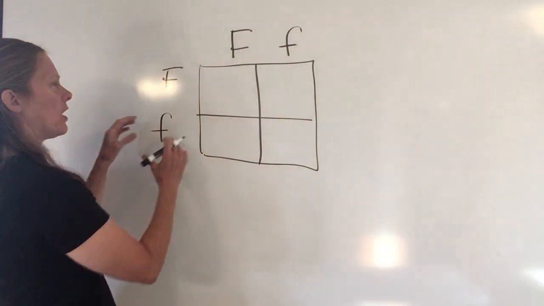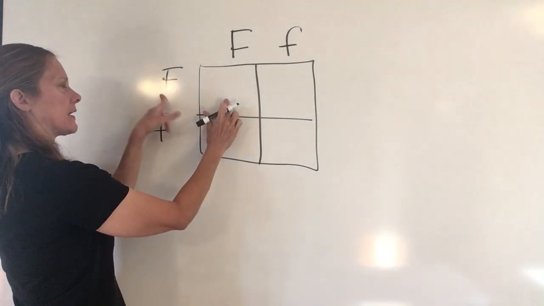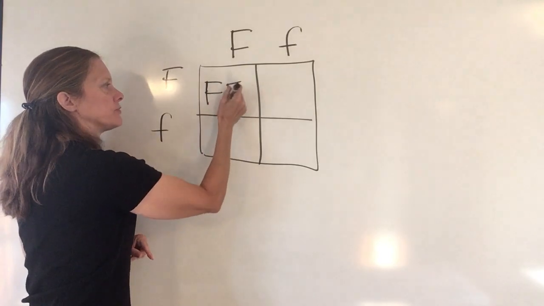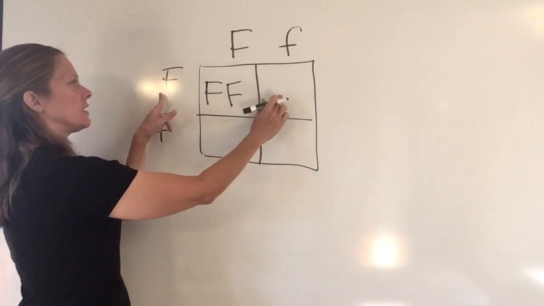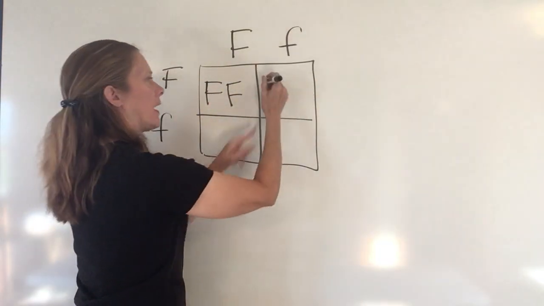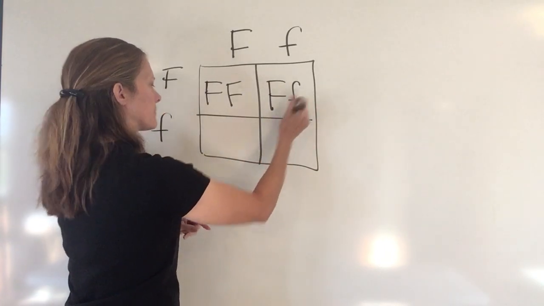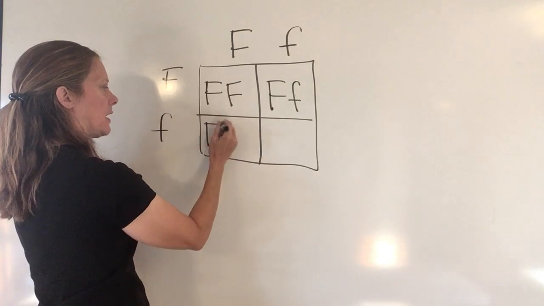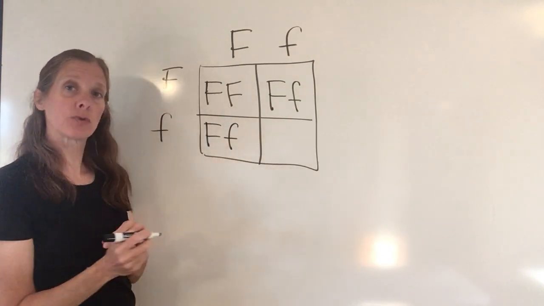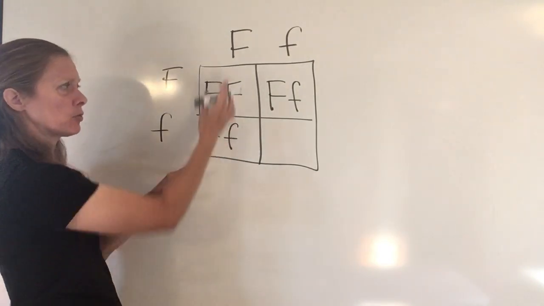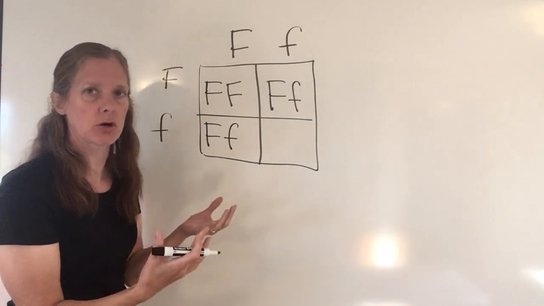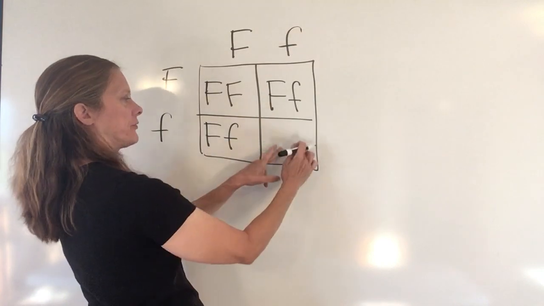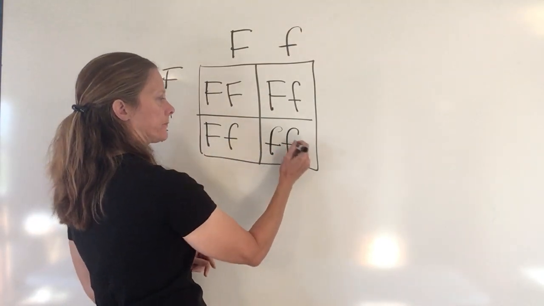So if I look at this one, I'm going to get a capital F from here and a capital F from here. So I have two capital Fs. This one is going to be a capital F and a little f. This one is also going to be a capital F and a little f. And remember, I always write the capital letter first, no matter which parent it comes from, because that's really immaterial. And then the last category here, I'm going to have a little f and a little f.